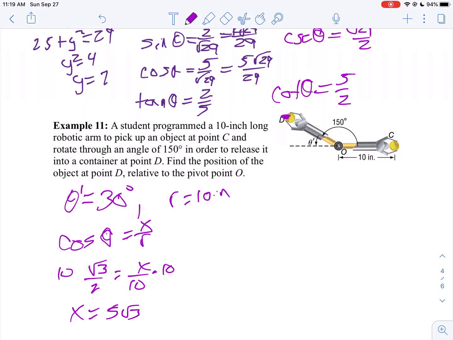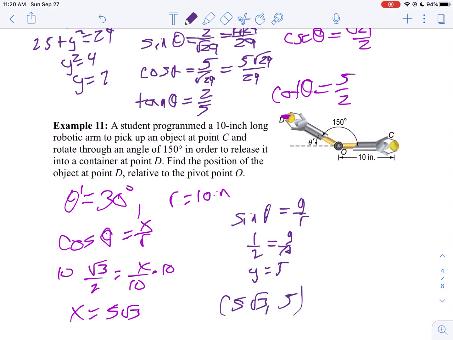Let's do y. Change colors here before I forget. So y then, not y, sine of theta is y over r. Well, the sine of 30 degrees is 1/2. So I get 1/2 equals y over 10. Y is 5. So my coordinates are 5 radical 3, comma 5.